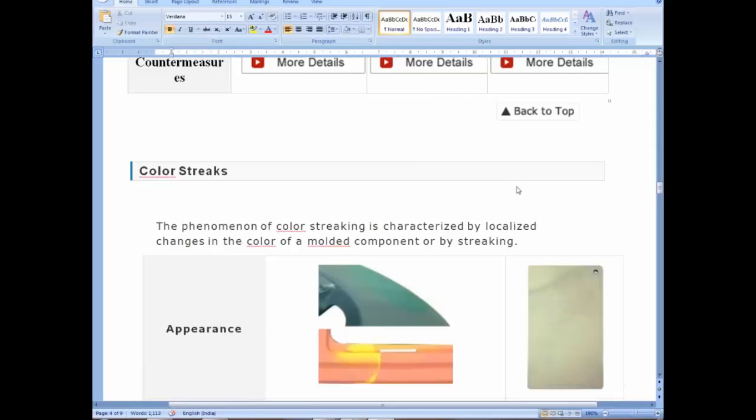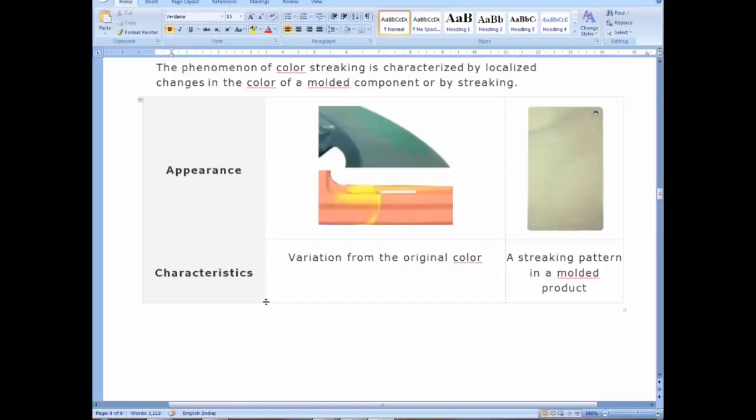Okay, so we were going to discuss this color streaks defect. Sometimes we give some additional color to our plastic part. If the color mixing is not proper, then these color streaks or color lines appear on the part. The phenomena of color streaking is characterized by localized changes in the color of a molded component, or by streaking. That means a characteristic variation from the original color.